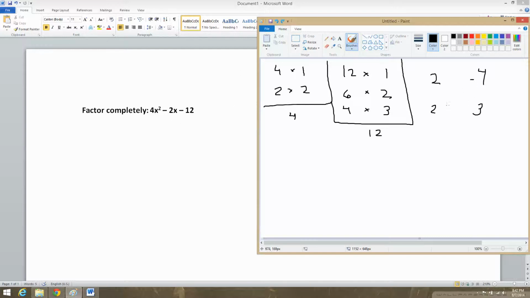So what's going to happen here is 2 times negative 4 is negative 8, plus 2 times 3 is 6, and the answer is negative 2. So that is what we want, negative 2.